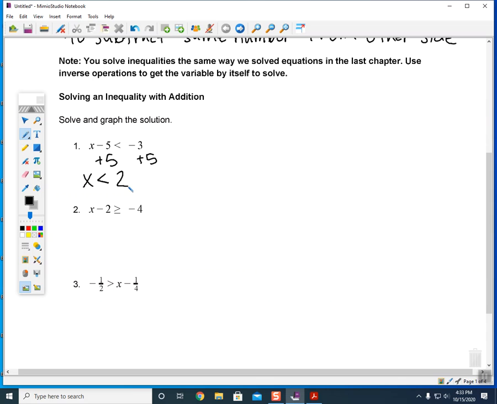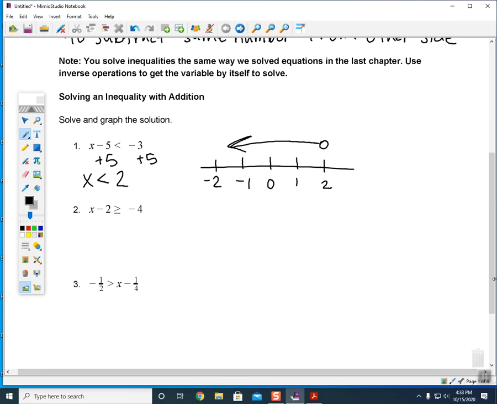So now I need to graph it. I'm going to put my number line over here. Let's put a 0 in the middle, 1, 2, negative 1, negative 2. Am I going to put an open or closed dot on 2? If you remember, I'm going to do an open dot. My open dot tells me that I'm not including the number 2. So I'm starting there, but I don't include it. x is less than 2, so that means my arrow is going to point to the left. My arrow is pointing to the left. x is less than 2.